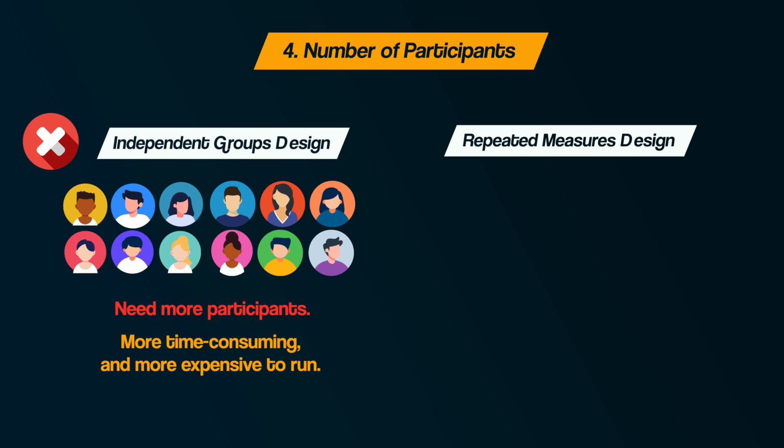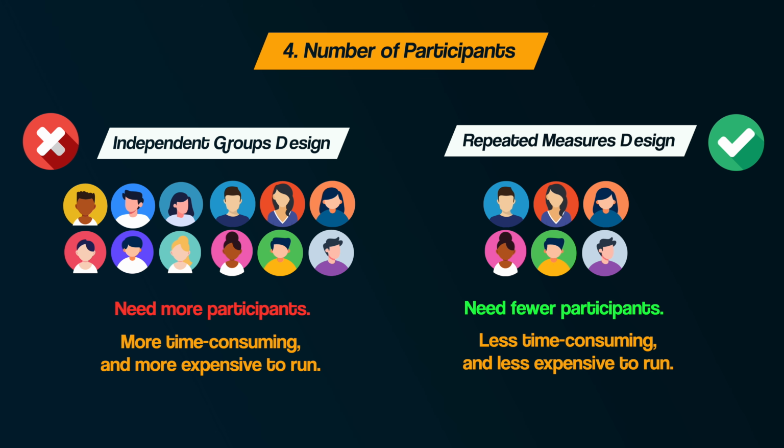That's a limitation. However, in repeated measures, you only need one group doing all the conditions. That means fewer participants overall. That's a strength. The third and final type of experimental design is a matched pairs design.